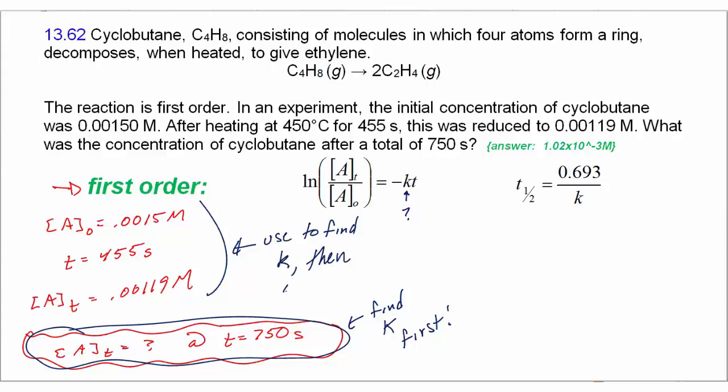Then we'll solve that. Okay? So let's give this a shot. Let's find K first. We have the natural log, using that original data here. Natural log of A at time t, which is 0.00119, all over the original 0.0015, has to equal a negative K times 455 seconds.